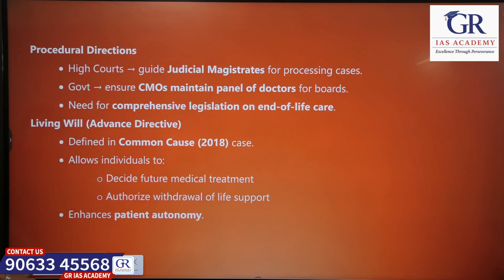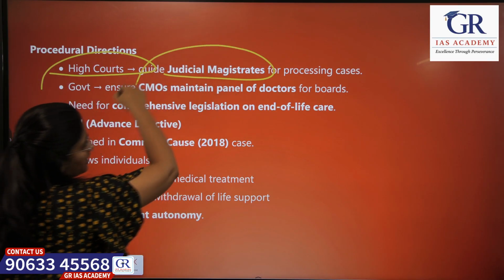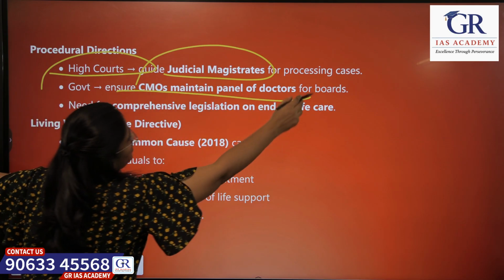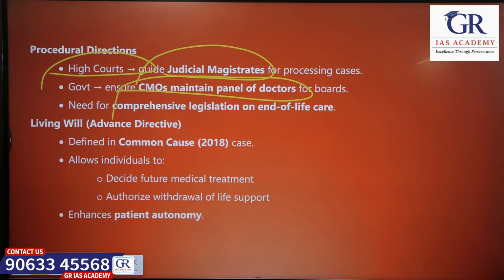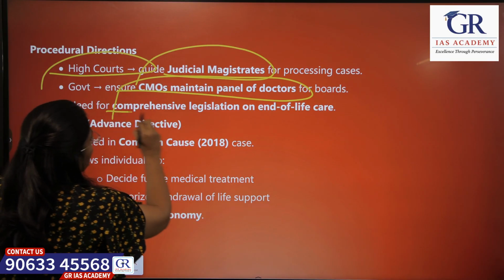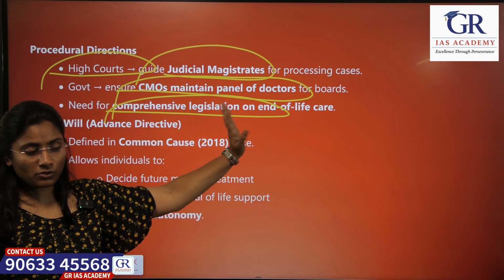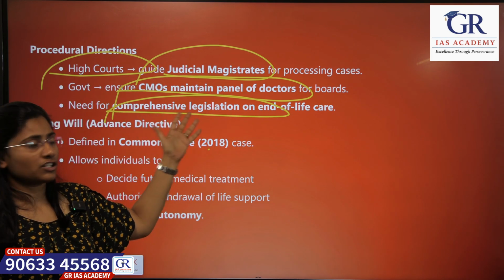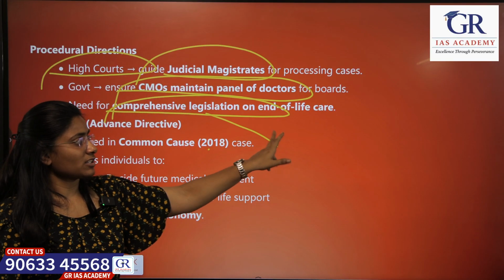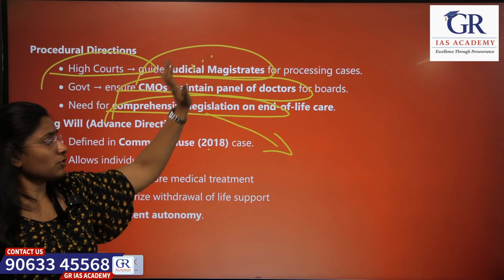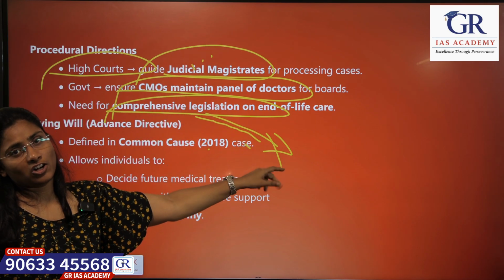So how is it taken forward? Okay. High courts gave guidelines to the judicial magistrate for processing cases. In case of government, it has to ensure CMOs maintain a panel of doctors. Okay. And there is a need for legislation on end of life care. So whenever passive euthanasia is given, there should be some legislation, laws regarding that. Okay. We need doctors, we need support from courts, we need support from law as well.